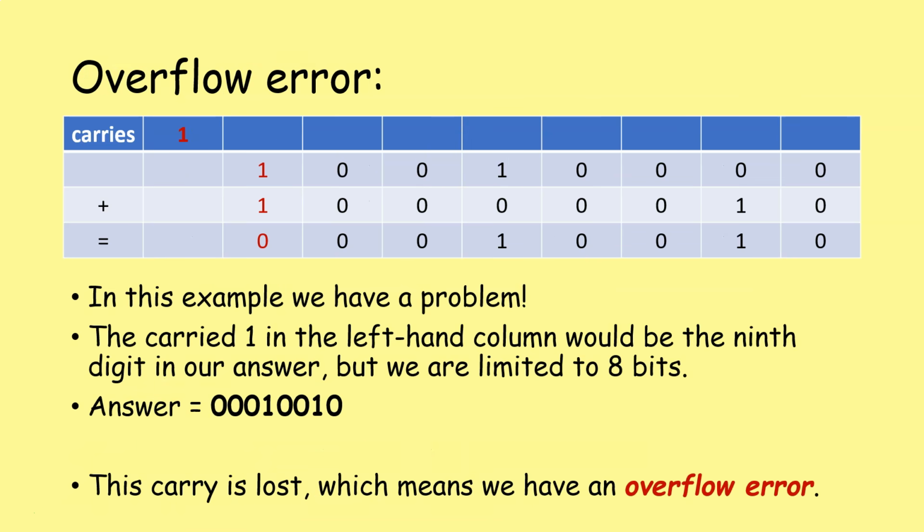Let's look at another example. In this one, we have a problem. We've gone along, we've done all the calculations, but we now have an issue. In our final column, the 8th column, we've got 1 plus 1, which we know is 0 carry 1. But that would mean we have to create a 9th column. And that's a problem. All the numbers we're dealing with are limited to 8 bits. We can never have a 9th digit. So if you get a situation like this, ignore the final carry and write your answer down in just 8 bits. 0001010. The carry is lost, which means we have what we call an overflow error.